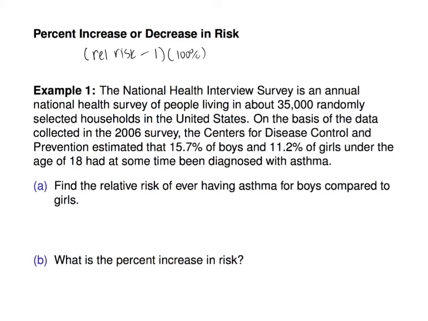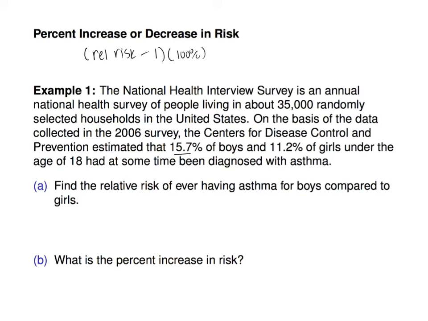So the National Health Interview Survey is an annual national health survey of people living in about 35,000 randomly selected households in the U.S. On the basis of the data collected in the 2006 survey, the CDC estimated that 15.7% of boys and 11.2% of girls under the age of 18 had at some time been diagnosed with asthma. So find the relative risk of ever having asthma for boys compared to girls.